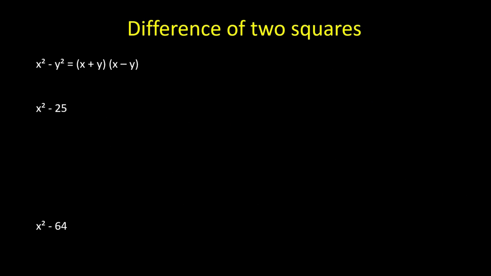The third way to factor is a difference of two squares. So if we look at the formula, we notice a pattern, right? The first one can be square rooted, and the second one can be square rooted. And if you square root x squared, you see the x. If you square root y squared, you see the y.